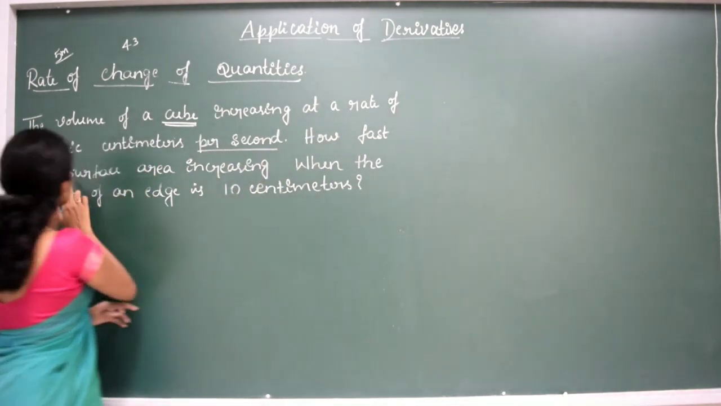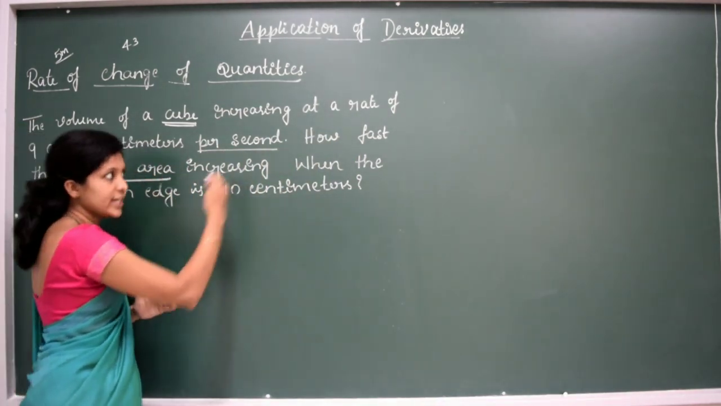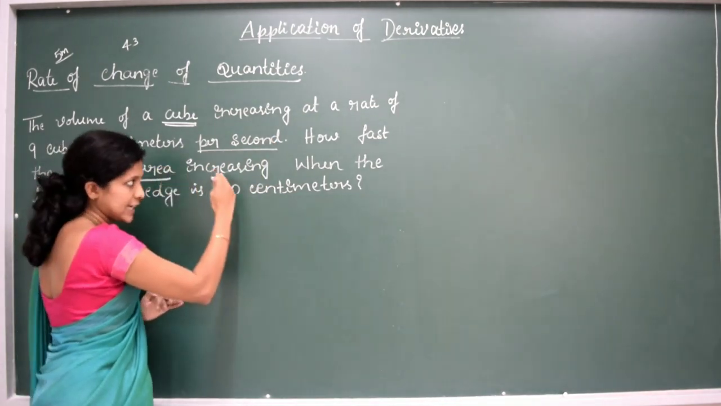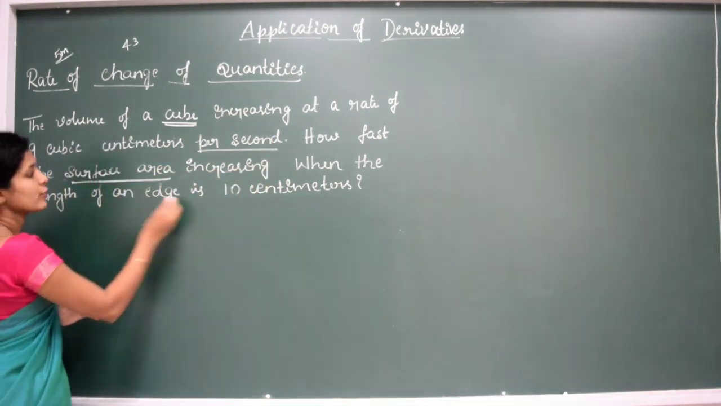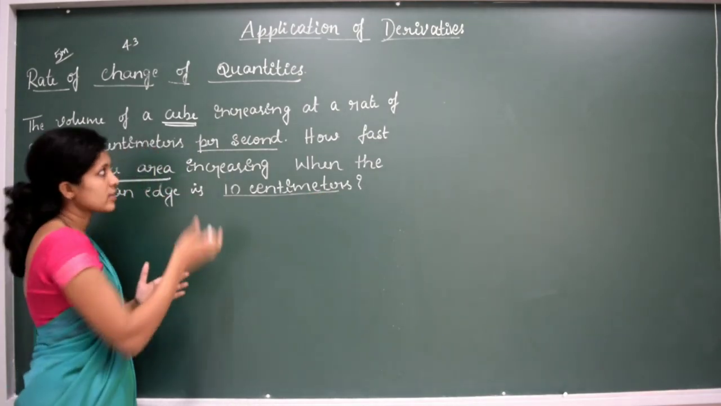How fast the surface area is increasing. You have to find how fast the surface area is increasing when the length of an edge is 10 centimeters. Is it clear? First the cube is given.